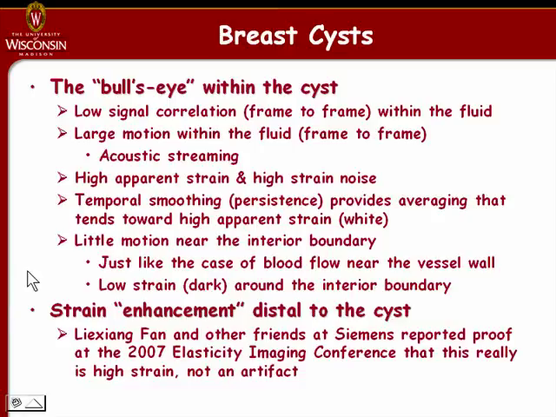On the other hand, around the perimeter of the cyst, but internal to the cyst, there isn't much motion, there isn't much decorrelation, and so the perimeter consistently looks dark. So we get a bright center surrounded by a dark ring on the interior of the cyst that generates a bullseye. I won't go into the details of that strain enhancement that's distal to the cyst, but our friends from Siemens explained that at a recent conference, and their explanation seems pretty robust. So we think that that problem is well resolved.